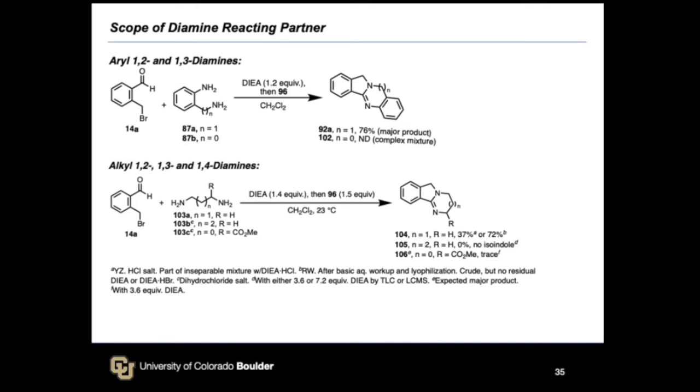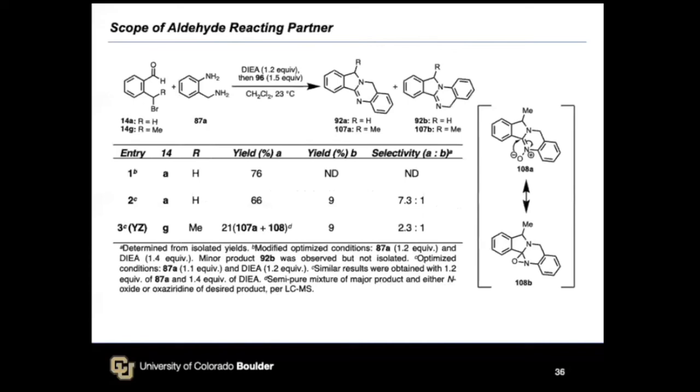Then we investigated an electron poor 1,2 diamine, which is number 103C, and that one gave only trace yield. We suspect that that one was not nucleophilic enough to cyclize. I won't discuss this slide because this work was done by my colleague Yuhang Zhao, but I wanted to show it because it will become relevant later on.